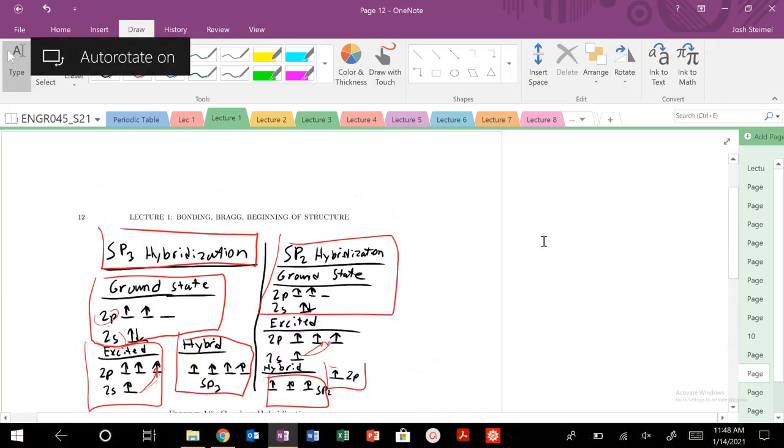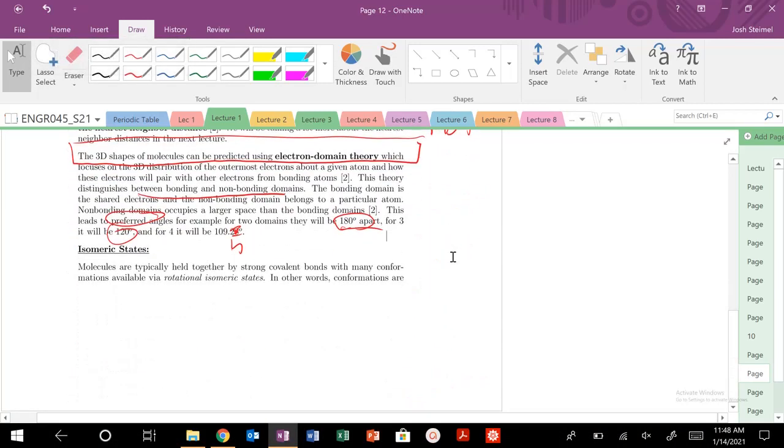Let's talk about isomeric states of materials, and specifically this concept that we can have materials that are compositionally identical but structurally distinct. One of the best examples of this is the horrific tragedy of thalidomide. Thalidomide was a drug that was given to women to ease morning sickness in the 1950s and 60s.